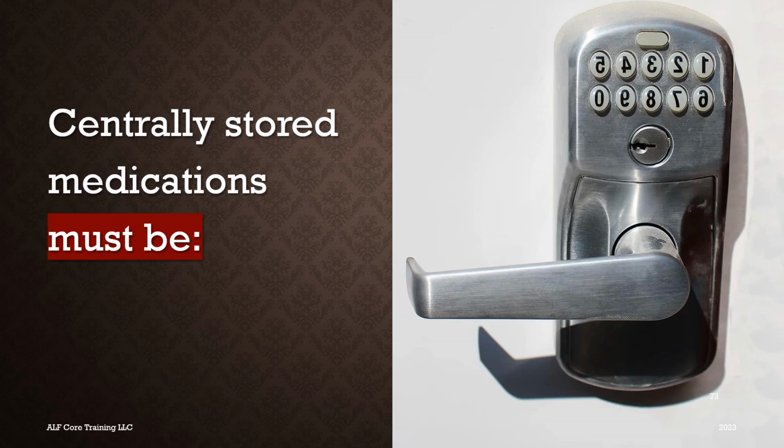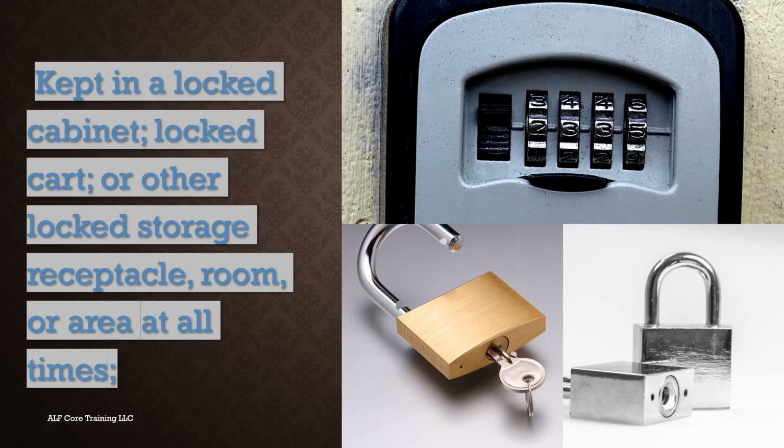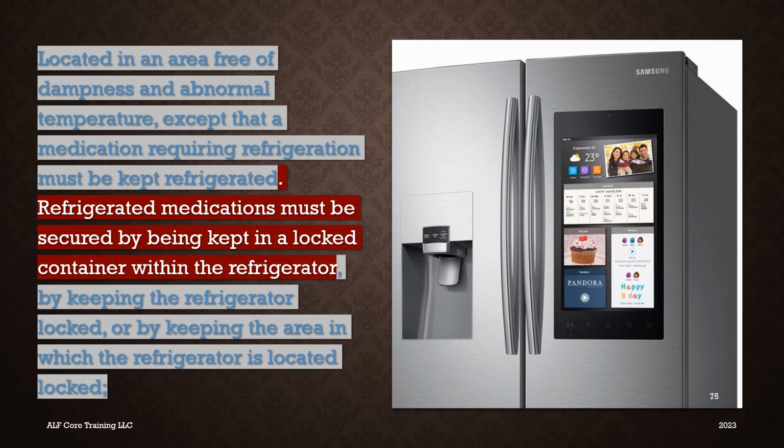Centrally stored medications must be kept in a locked cabinet, locked cart, or other locked storage receptacle, room, or area at all times. That is definitely a test question. They must be located in an area free of dampness and abnormal temperature, except that a medication requiring refrigeration must be kept refrigerated. Refrigerated medications must be secured by being kept in a locked container within the refrigerator, by keeping the refrigerator locked, or by keeping the area in which the refrigerator is located locked. It's possible 2 or 3 test questions.